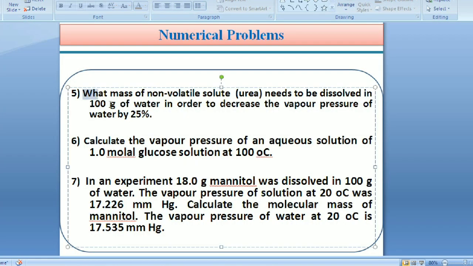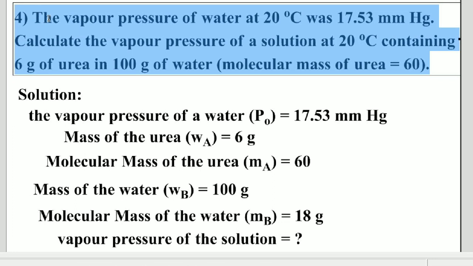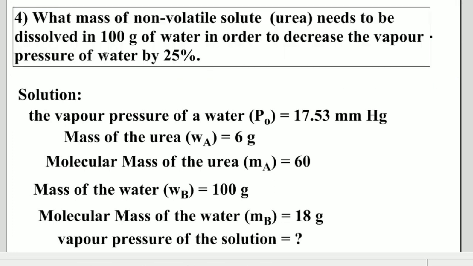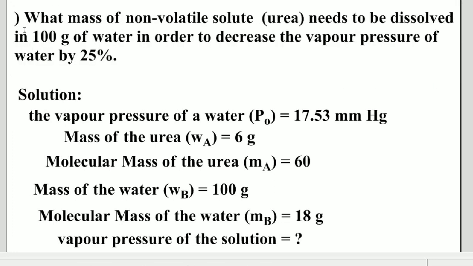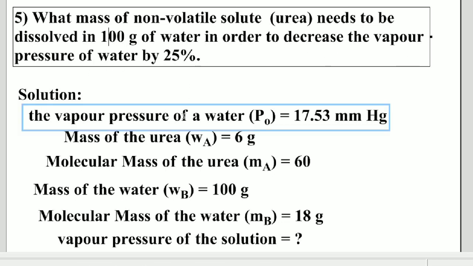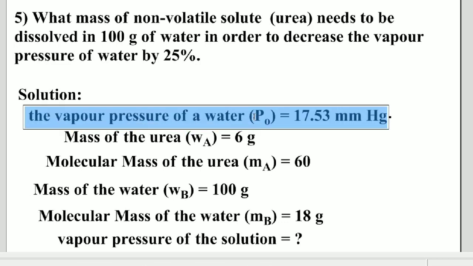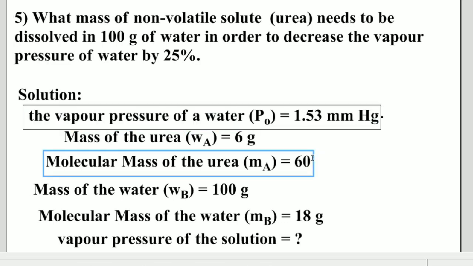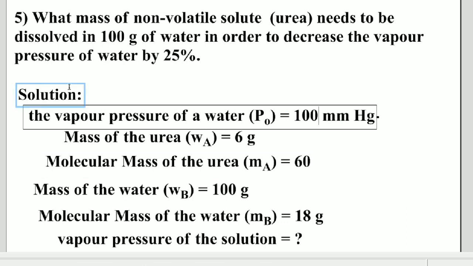So students, we can write the given problem. I think this is problem number 5. So this is our problem number 5. What mass of non-volatile solute needs to be dissolved in 100 grams of water in order to decrease the vapor pressure of water by 25%. So students, let the vapor pressure of water be 100 mm of Hg.